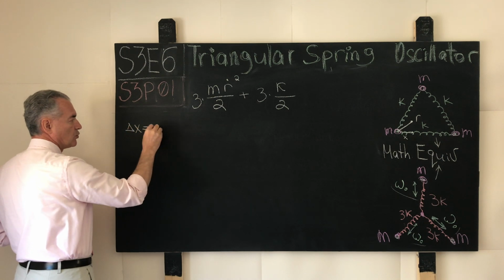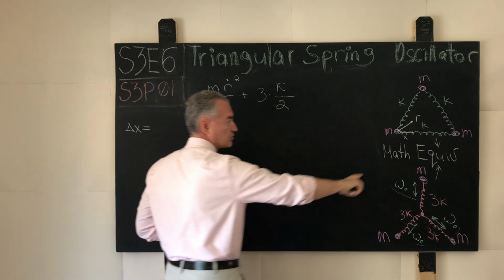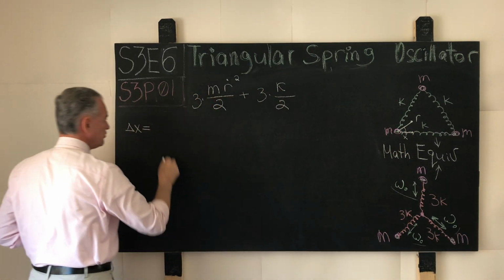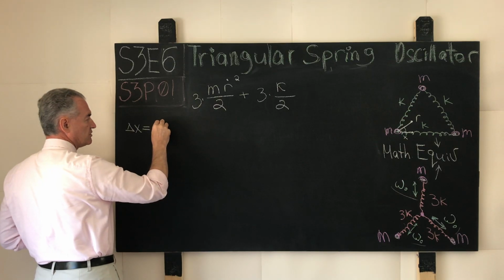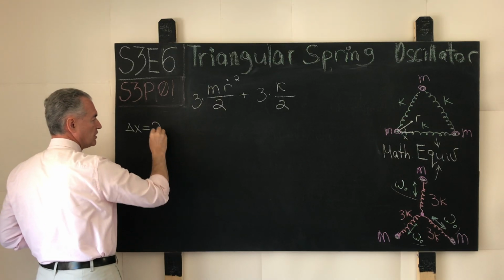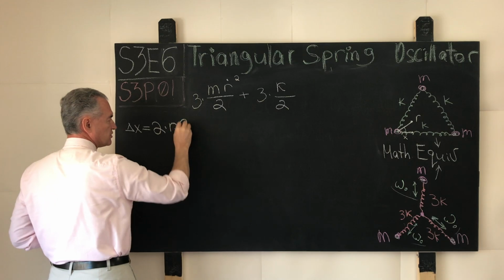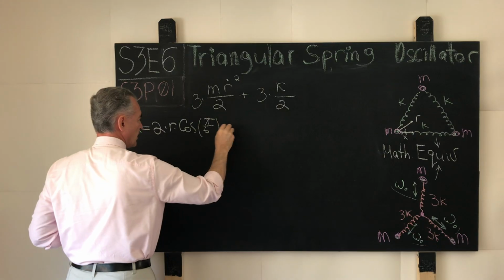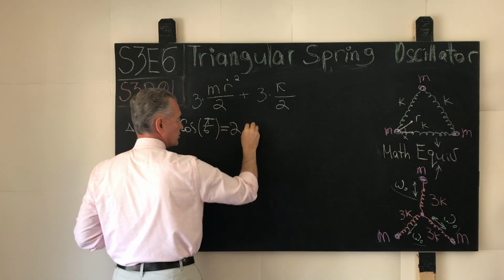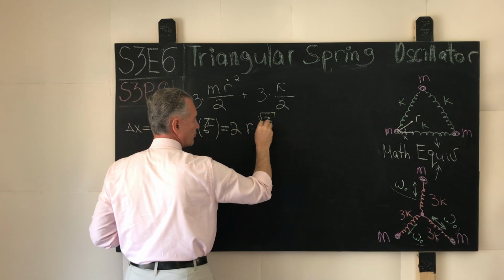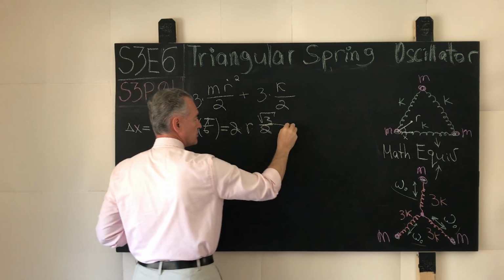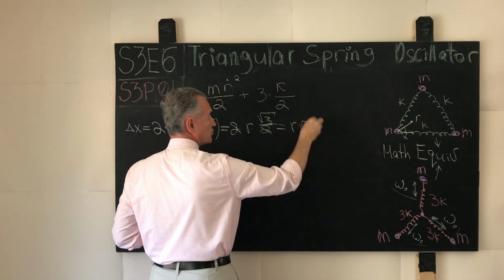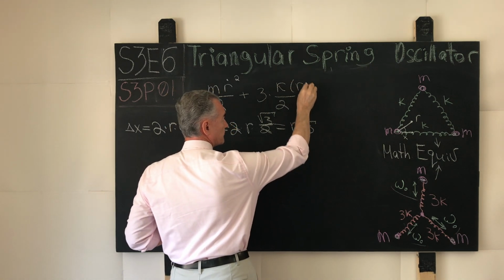Delta x will be expressible in terms of r. Which way? We remember that angle we already computed. I'm not going to go through all the mechanics again. You guys remember how it's done. It will be 2 times r times cosine of pi over 6, that will be 2 times r times square root of 3 over 2. So this will be r square root of 3, and this r square root of 3 goes over here.